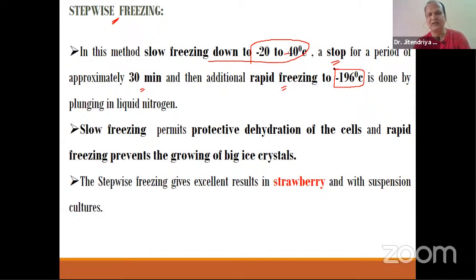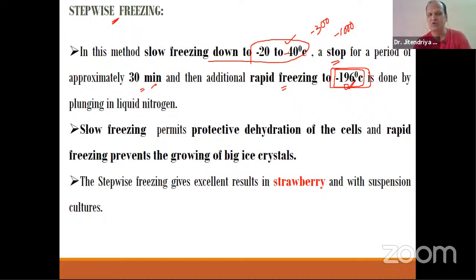Initially, we have marked that fast freezing condition, it was minus 300. The initial condition is minus 300 to minus 1000. But in this category, initially it is minus 20 to minus 40. After a gap of 30 minutes, they were going for the minus 196 degree. And this is the main part in case of cryopreservation.